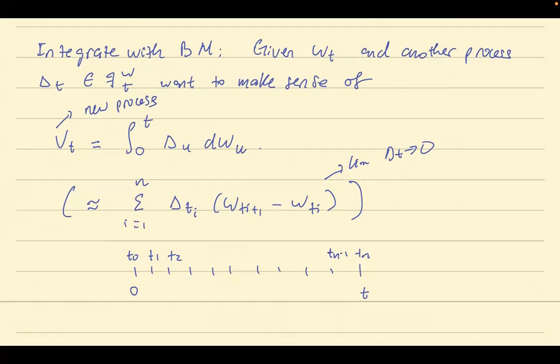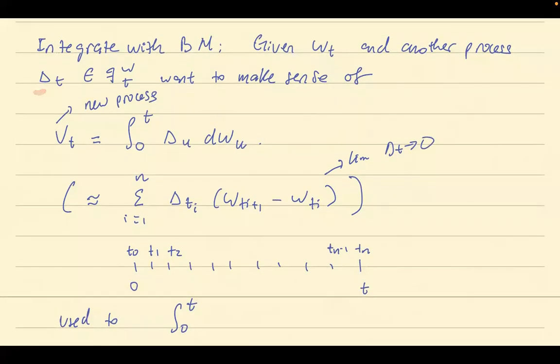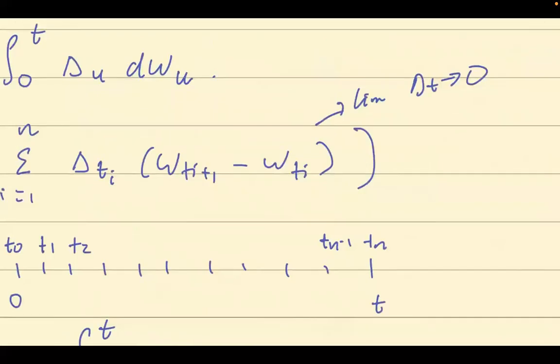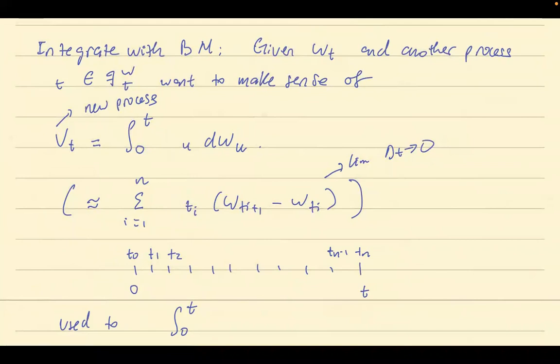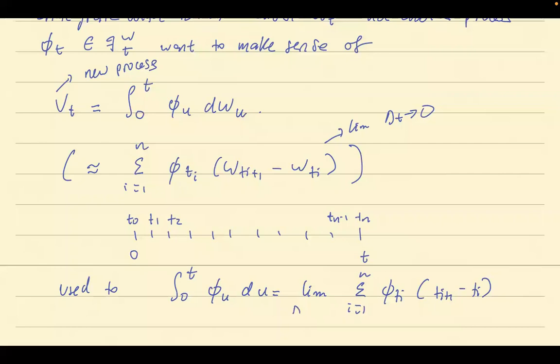You're used to the integral of some function. By the way, I'm not sure the word delta makes you feel strange. Delta doesn't mean change. Delta is just a process. Maybe delta suggests something weird because we might use delta as change here. So let me change it to phi. So you're used to something like this, the integral of phi of u du, which is the limit of the sum. In fact, you do this a lot. This is how you compute numerical integration.